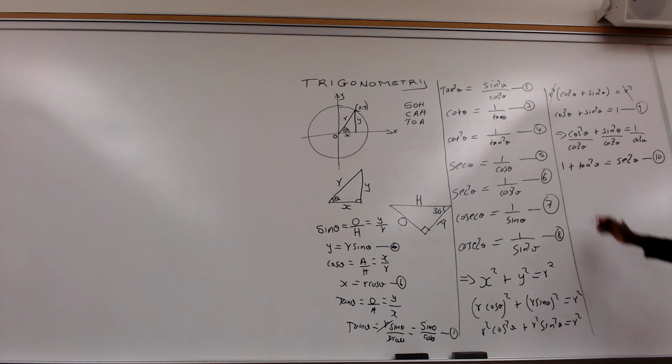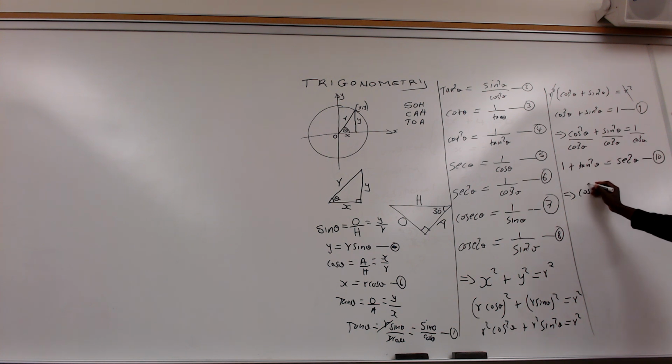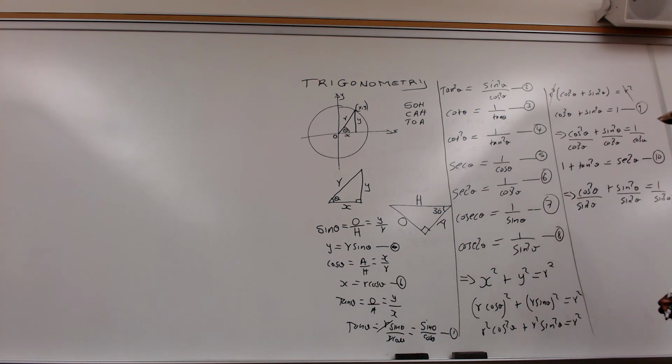So we can do the same way. Since we divided here by cos square, we can also divide by sin square. So cos square plus sin square equals 1. We divide both sides by sin square theta. Cos square theta divided by sin square theta is cot square theta. So we have cot square theta plus sin divided by sin is 1, and 1 over sin square theta is cosec square theta. This gives us identity 11. This is how we have this.